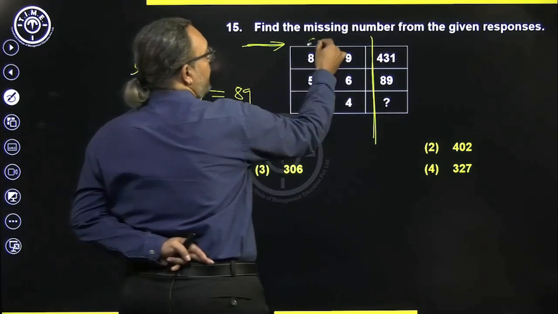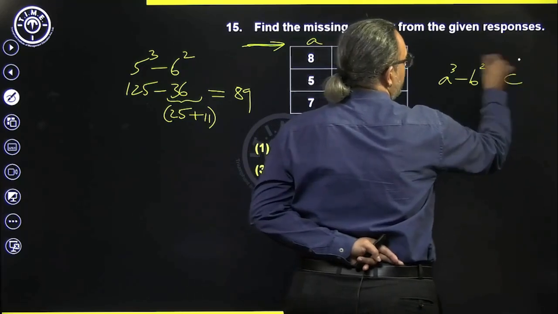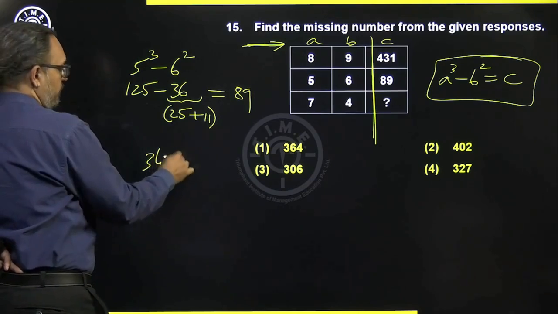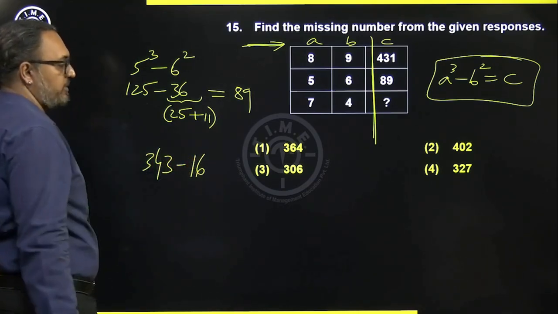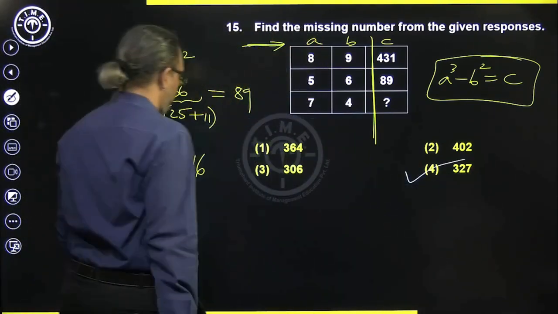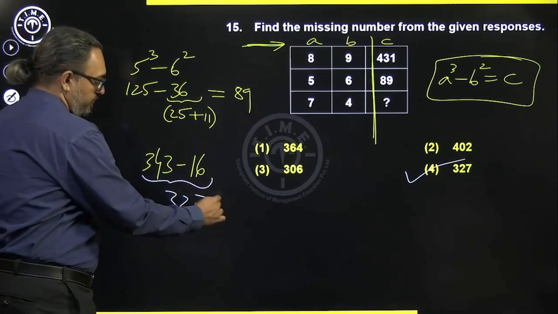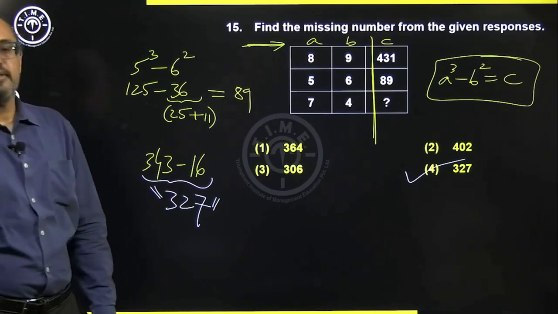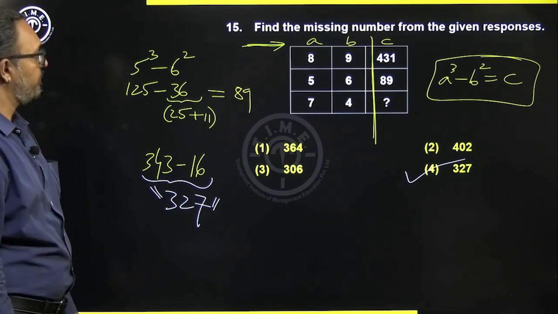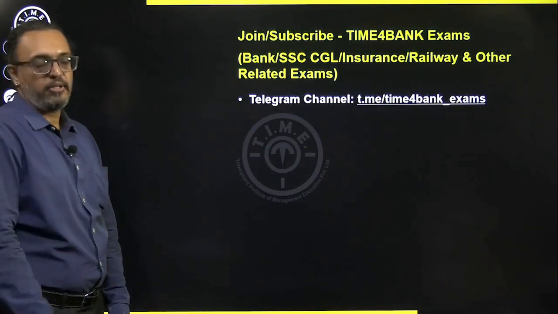So when you have A, B and C, so I am taking A cube minus B square, that is going to give me C. That's the logic we are doing. So 7 cube 343 minus 4 square 16. So how much is this? 343 minus 16. So you are going to get 327, fourth option. Okay. So that's how this works. Missing number in the figures. Alright, so those were the questions you had in this topic.